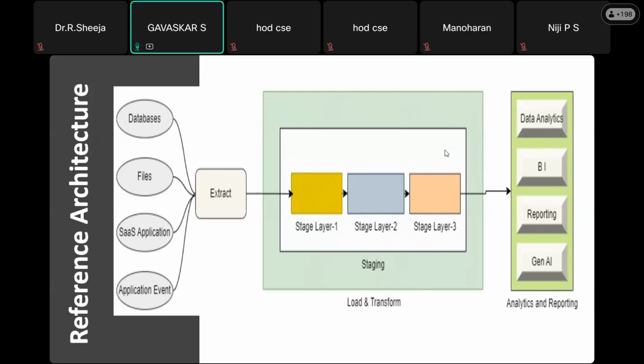Again, you have to know that you can have n number of layers based on the complexity. I already told that. It's not only 3 layers: stage layer 1, stage layer 2, or stage layer 3. It may have layers up to stage layer 5.